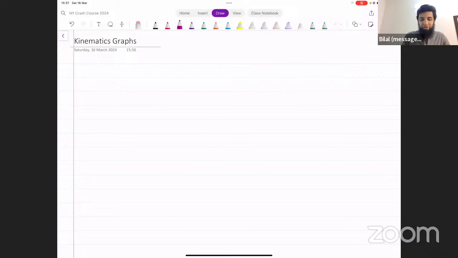Now, there are 2 types of graphs that you have in your syllabus. Number 1 is displacement time graph. That's the first type of graph. And the second one is velocity time graph. These are the two graphs that you have in your syllabus.